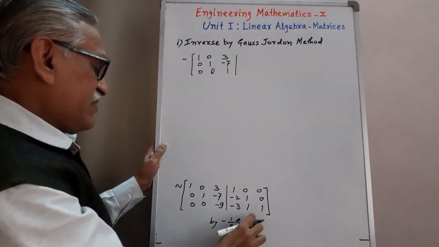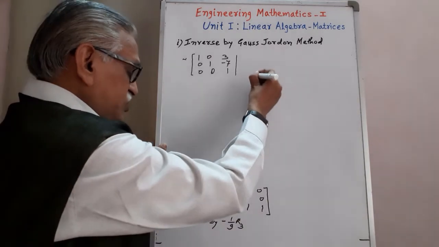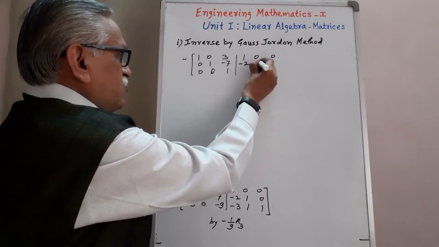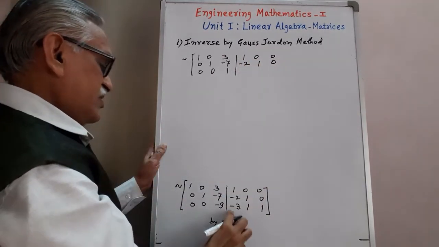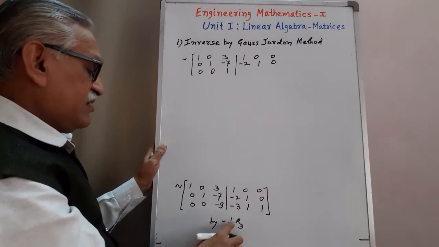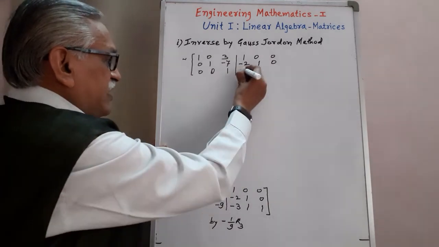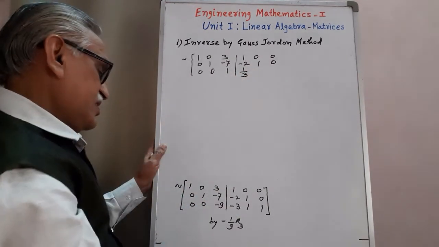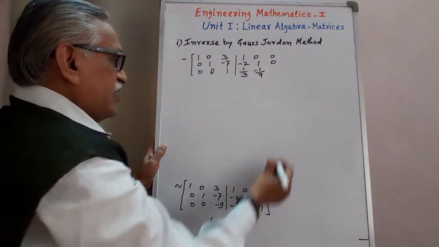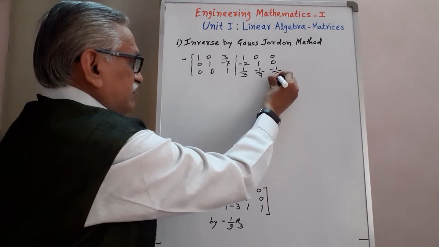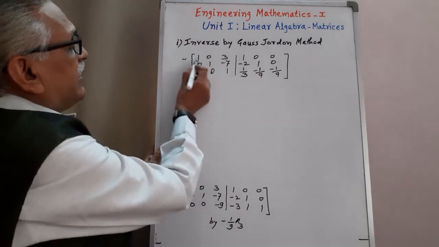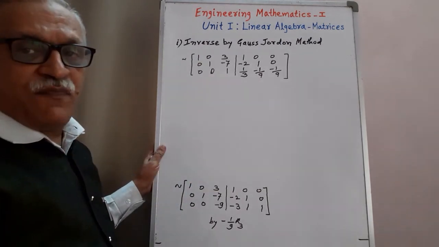Same way to apply on this matrix. First 2 rows no change, 1 0 0, minus 2, 1, 0. Again, multiplying each element by minus 1 by 9. Minus 3 divided by minus 9, we get 1 by 3. Minus 1 by 9. And again, minus 1 by 9. Okay.